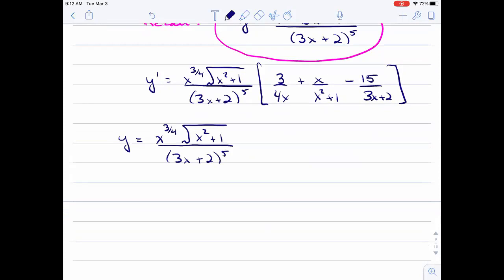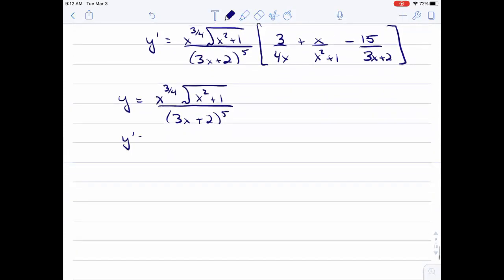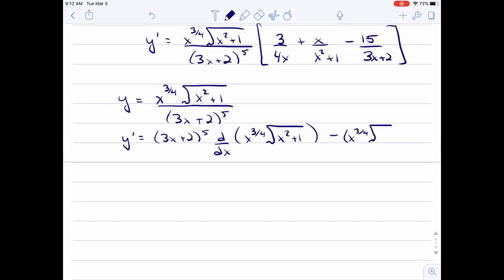If I start with the quotient rule, right, then I get y prime is going to be g, 3x plus 2 to the 5, and then d dx of x to the 3 over 4 root x squared plus 1. Minus, and then leaving f alone, x to the 3 over 4 root x squared plus 1 times the derivative d dx of 3x. Oh, I'll scoot this over.